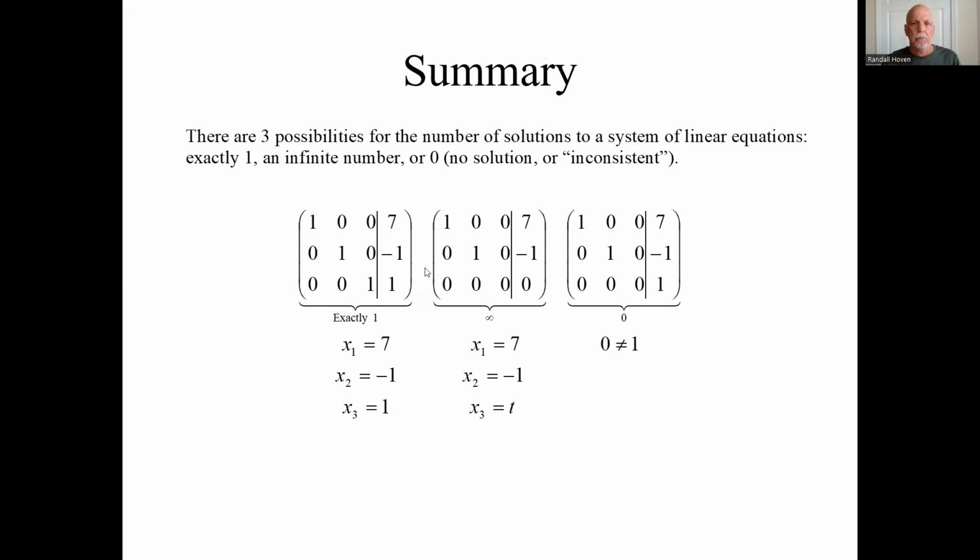And here are some examples of augmented matrices in row echelon form. This guy has exactly one solution: x1, x2, x3 equals 7, minus 1, 1. This guy has an infinite number of solutions. x1 is 7, x2 is -1, and x3 can be anything. And this guy has no solutions. Those are the 3 possibilities: exactly 1, an infinite number, or 0. That's basic linear systems of algebraic equations and Gaussian elimination.